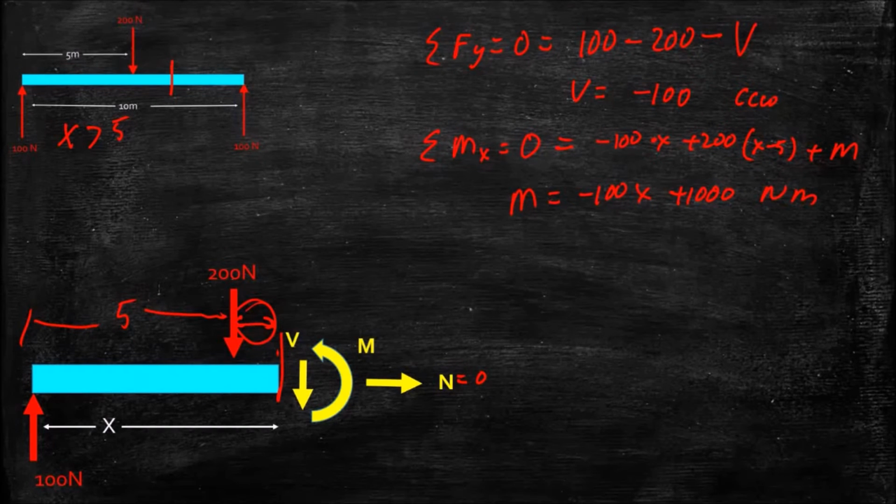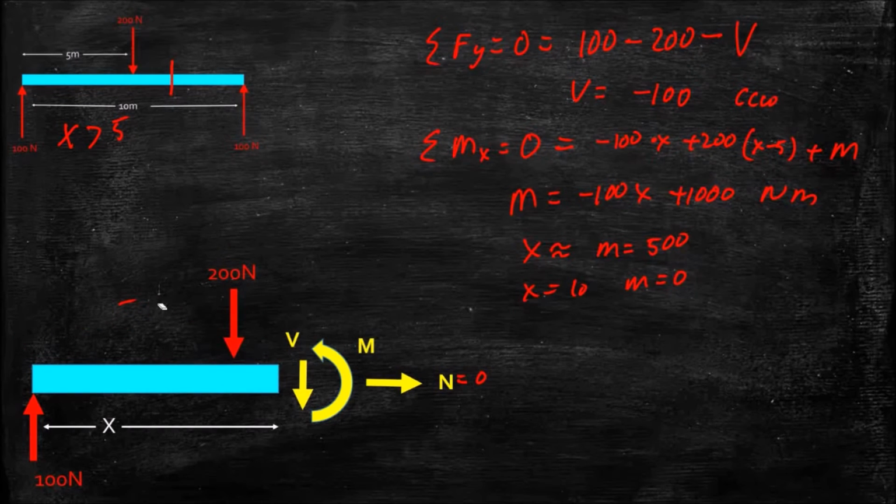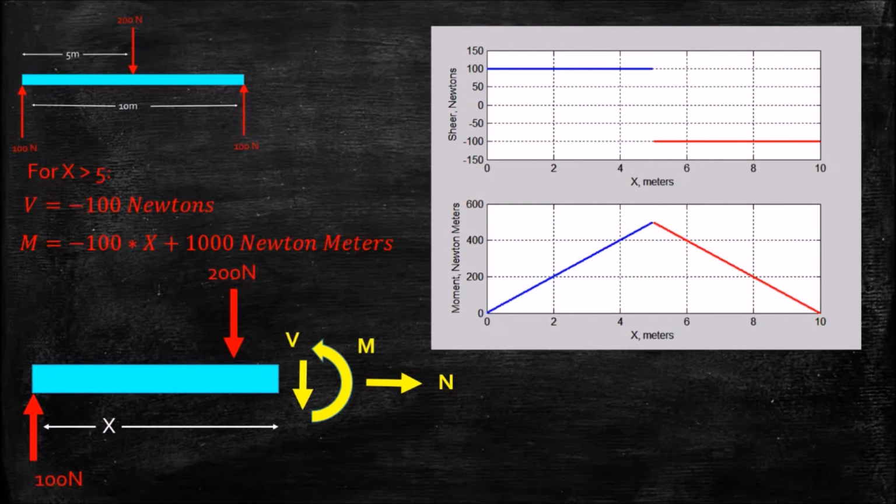And again, at a couple of points: at x approximately equal to 5, I get a moment equal to 500 or thereabouts. At x equals 10, I get a moment equal to 0. And if we think of our sign conventions, if I look at how this moment is bending that beam, it's concave upwards, so yes, it is a positive number. And here's a plot of our results so far.